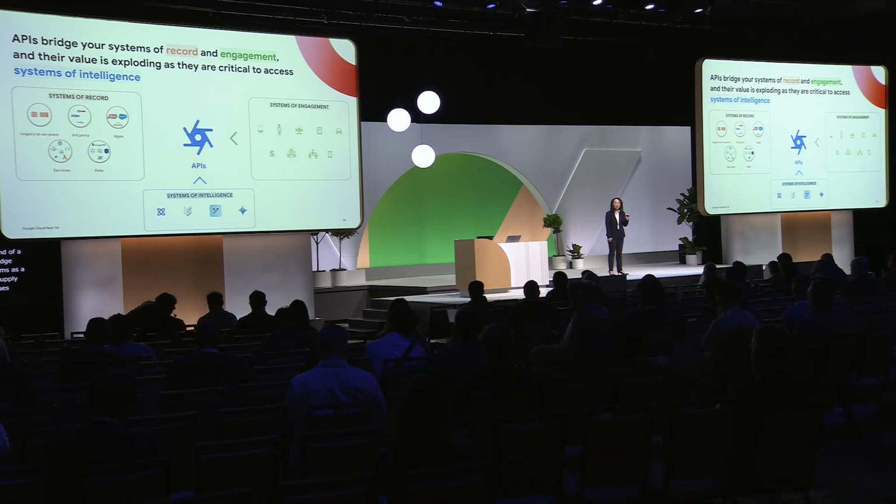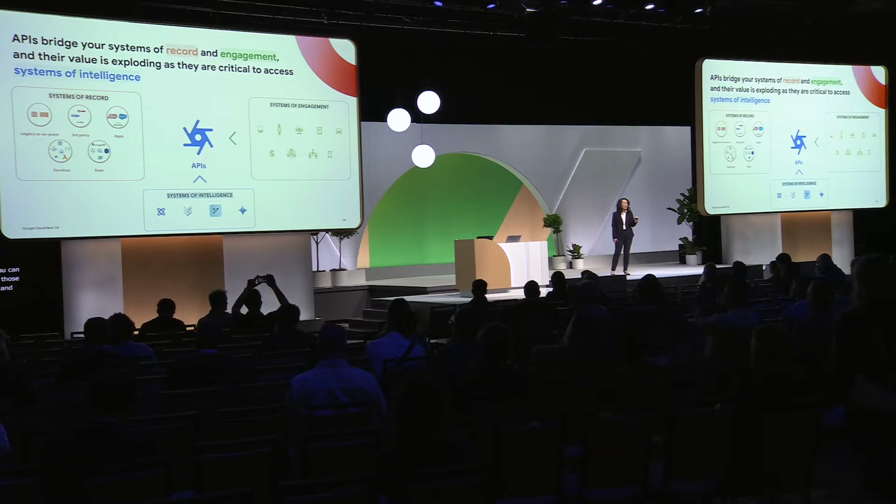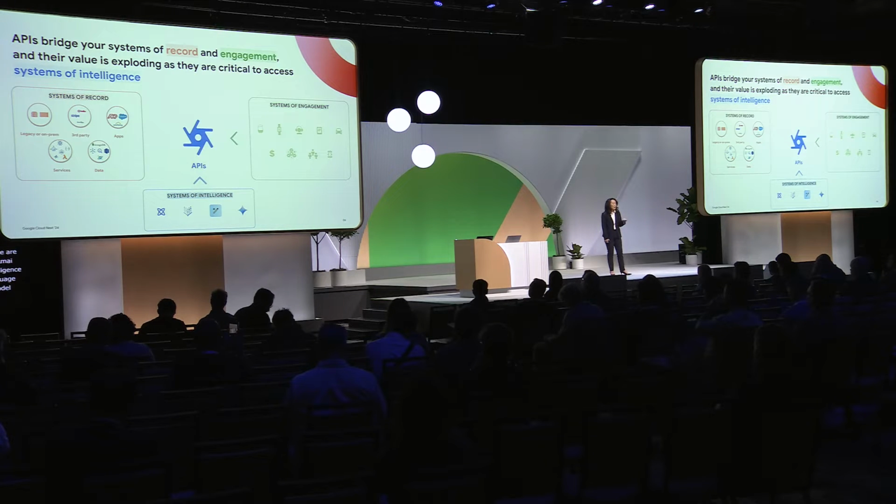Then there are systems of intelligence, where you can really make sense out of the data that you generated and been consuming. These are the generative AI, AI assistants, and business intelligence, enabled by machine learning and the natural language models that we have today. So APIs are the connective tissue of all these systems. And especially now, they are becoming more valuable as they are a critical component to accessing the systems of intelligence that generate tremendous efficiency and value.